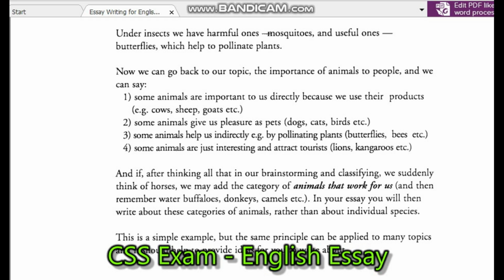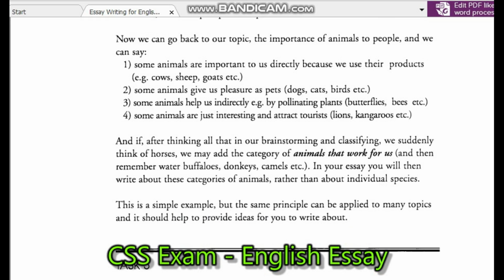In your essay, you will then write about these categories of animals rather than about individual species. This is a simple example, but the same principle can be applied to many topics, and it should help to provide ideas for you to write about.